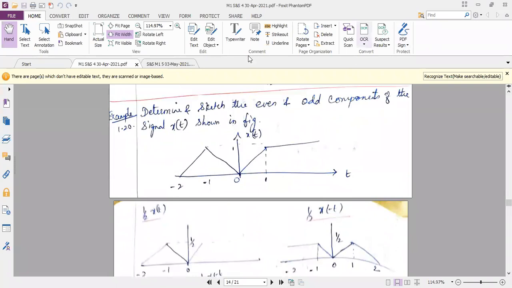So now the next question is, you can copy this question. Determine and sketch the even and odd components of the signal. So here the signal is a little complicated compared to the previous. The first problem we started with the easiest waveform. Now the second problem is a little complicated, but of course we can do it easily. We need not worry. So once you complete the diagram, you let me know. I will start the steps.